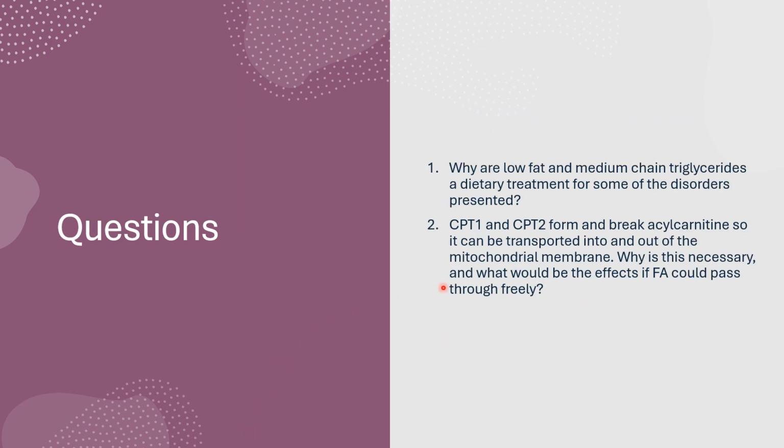So these are my questions, just to take home and maybe research a little bit. My first question is, why are low-fat and medium-chain triglycerides a dietary treatment for some of the disorders presented? And then CPT1 and CPT2 form and break acylcarnitine so it can be transported into and out of the mitochondrial membrane. Why is this necessary, and what would be the effects if fatty acid could pass through freely?